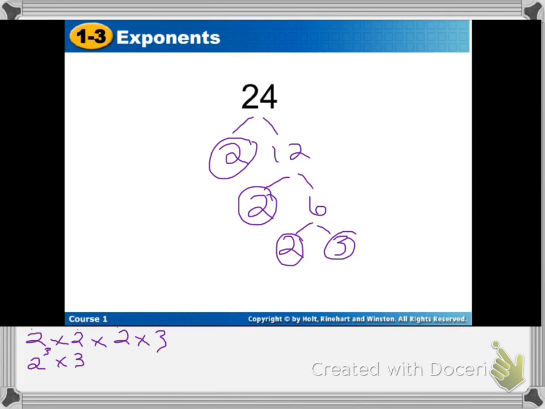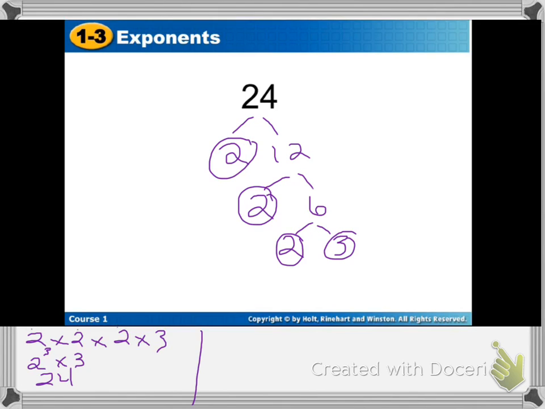I don't need to put an exponent on that 3 because there's an understood 1 that is already there. Okay? So 2 to the 3rd power times 3 would be the prime factorization for 24. And then, of course, the standard form of that is 24.